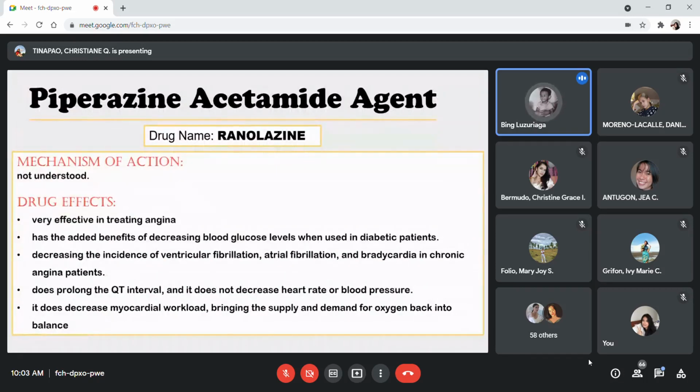Okay, so what is the mechanism of action of this? Not understood. Since it is not understood, don't go ahead of yourselves. Go to the next.